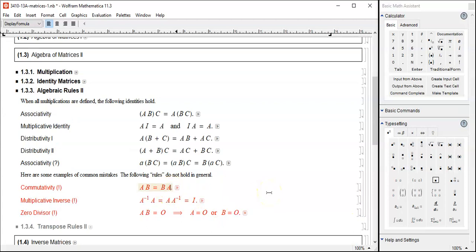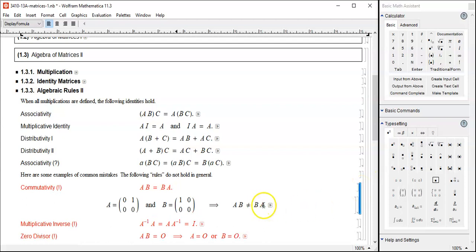The commutativity fails. A times B and B times A are not always equal. And that's important, because some of those techniques that we'll have to apply here in differential equations require this commutativity, and consequently you'll have to do those for rather special matrices only.